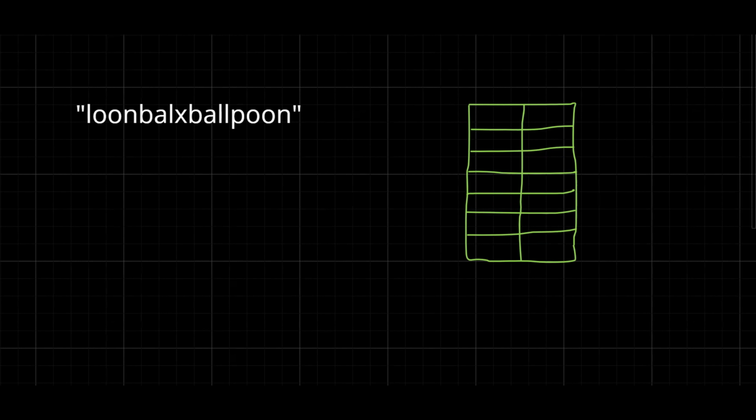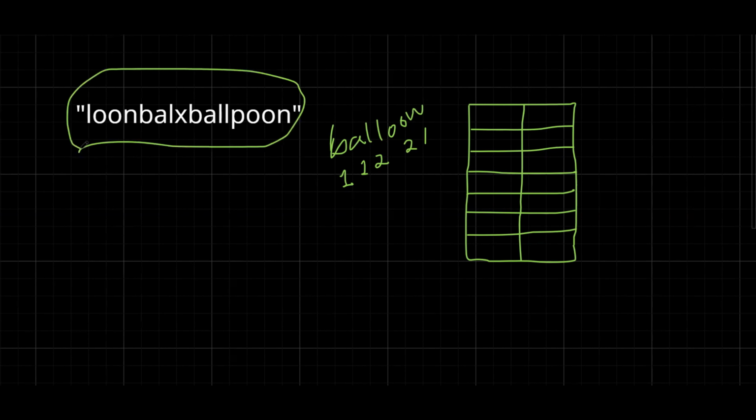To solve this problem, we have taken the second example. Here, we have to make the word balloon by using the second example. In the word balloon, B appears 1 time, A appears 1 time, L appears 2 times, O appears 2 times, and N appears 1 time. So let's see how many balloons we can make using these strings.